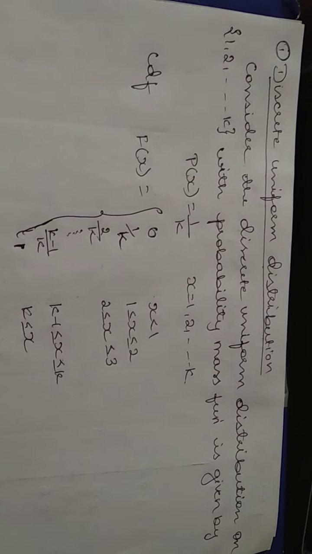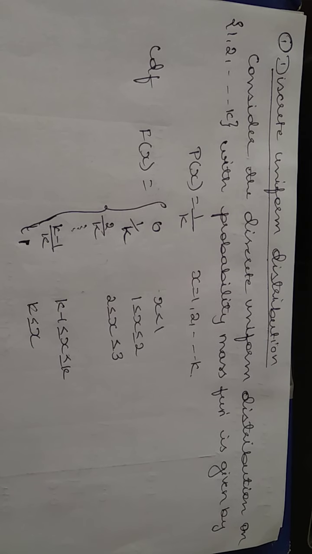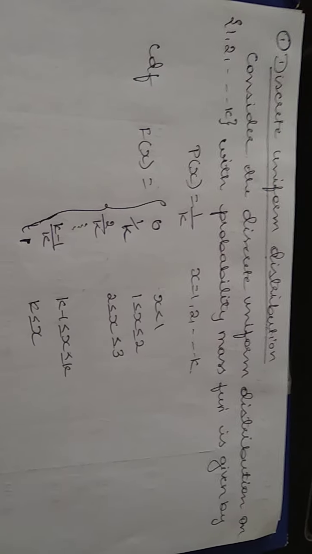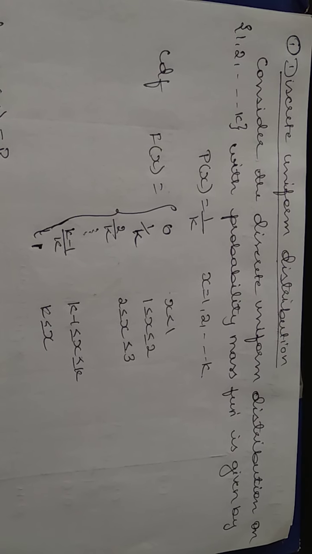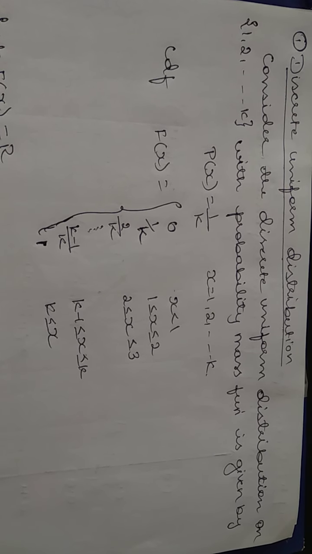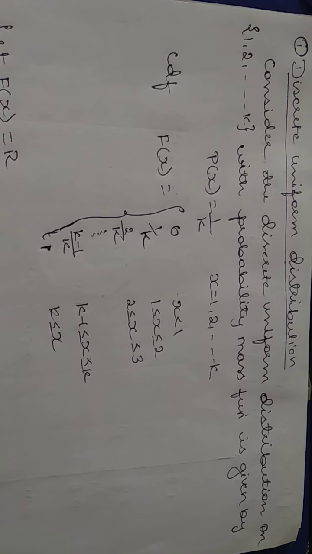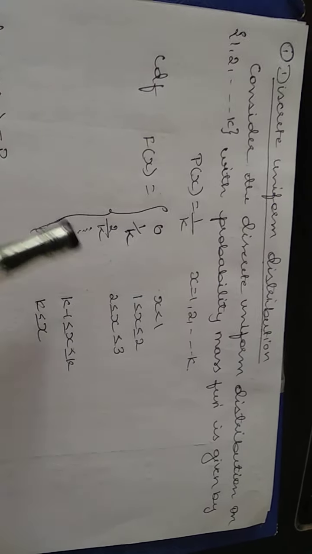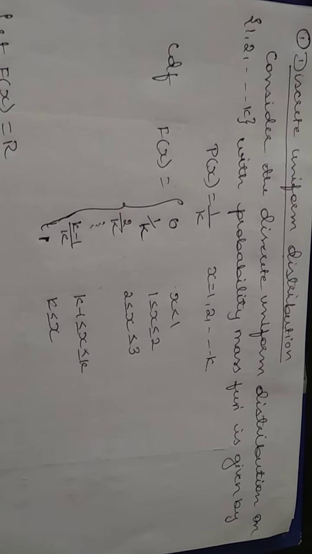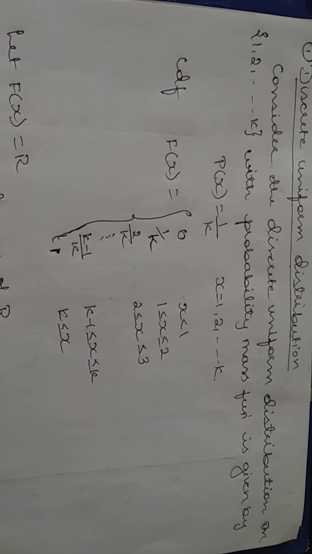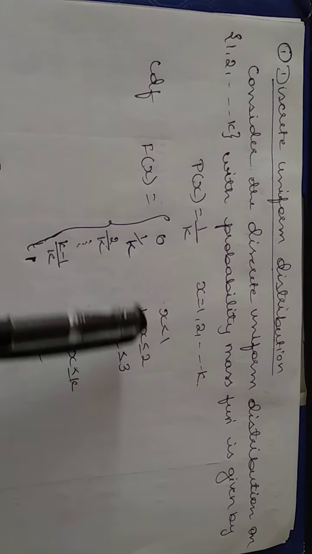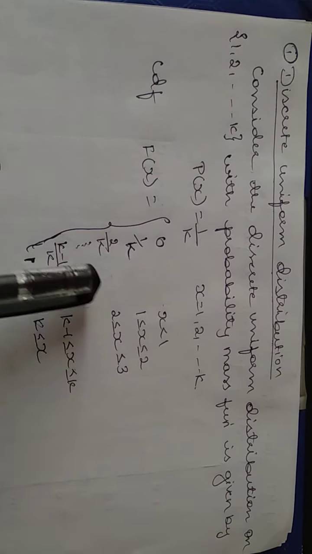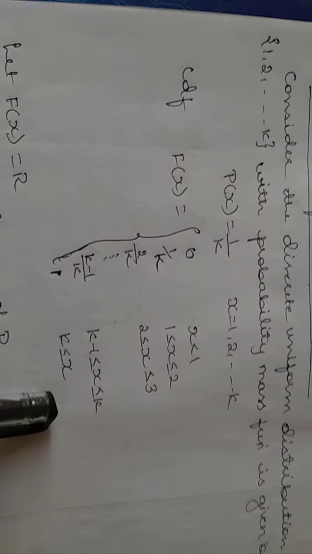This is discrete uniform distribution. First we have to consider the PDF and the CDF. Consider the discrete uniform distribution on numbers from 1 to k with probability mass function, that is PMF, given by p of x is equal to 1 divided by k, where x is equal to 1 to k. Here, as usual, the cumulative distribution function CDF is given by F of x is equal to 0 if x is less than 1, then 1 by k, in this range 2 by k, like that till 1 for k less than or equal to x.